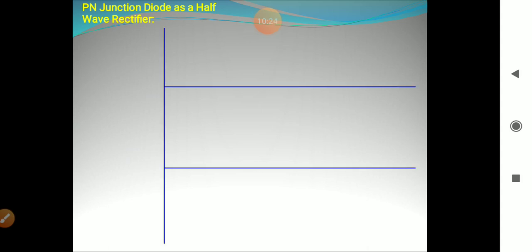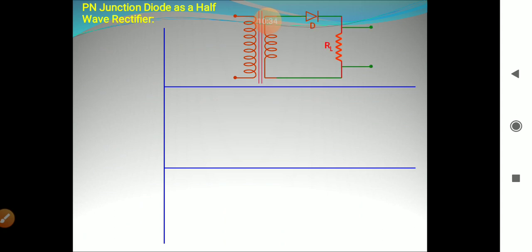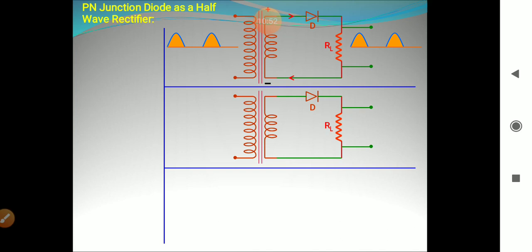Now, PN junction as a half wave rectifier. As I have already told you, this diode is a unidirectional current device. So the flow of current is only in the forward bias and there is no flow of current in the reverse bias. So when an AC input is given to this diode, it conducts for one half only and the output is in one direction. That is, it has been converted to DC.